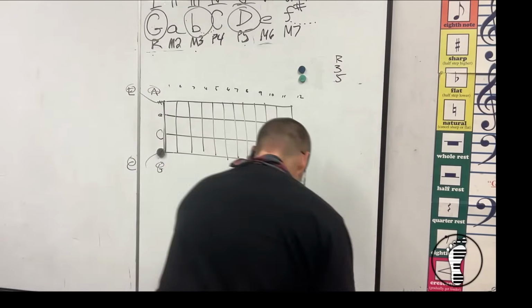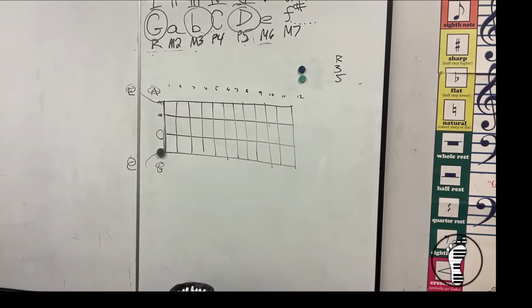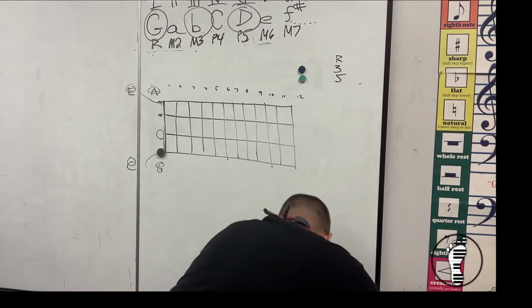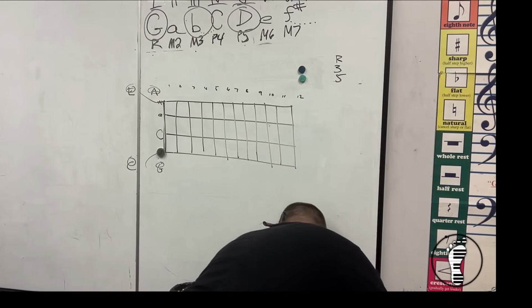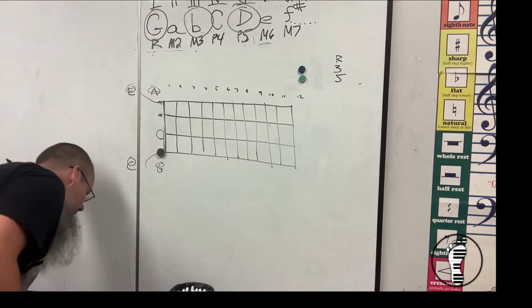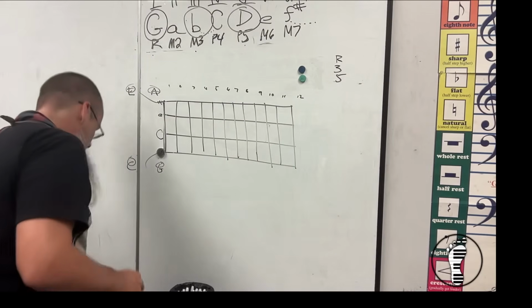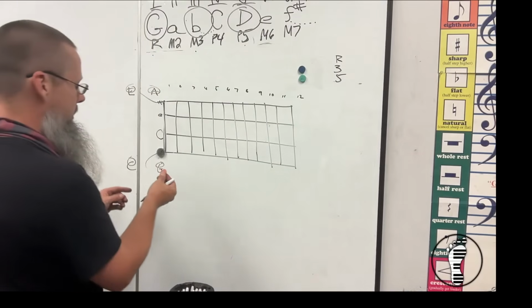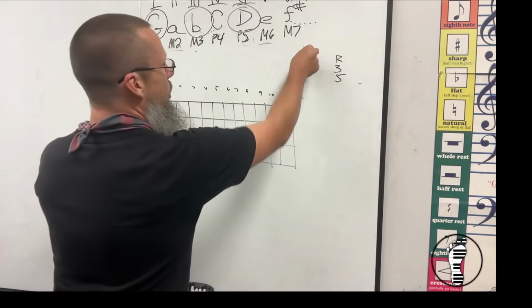Actually, I need that. I need you now. Where are my other magnets? How silly of me. Okay, I apologize. I'm not going to have colors for the root. All right, orange and black are the root.